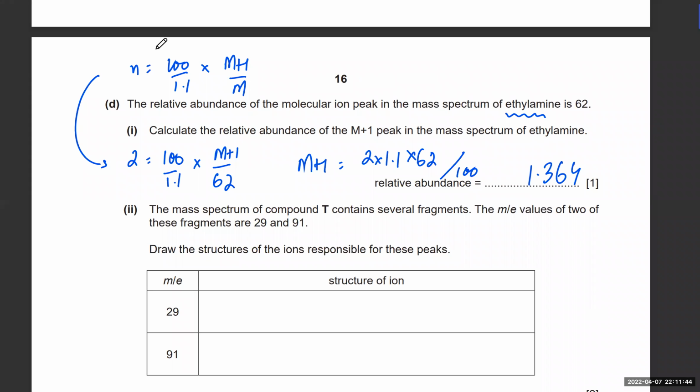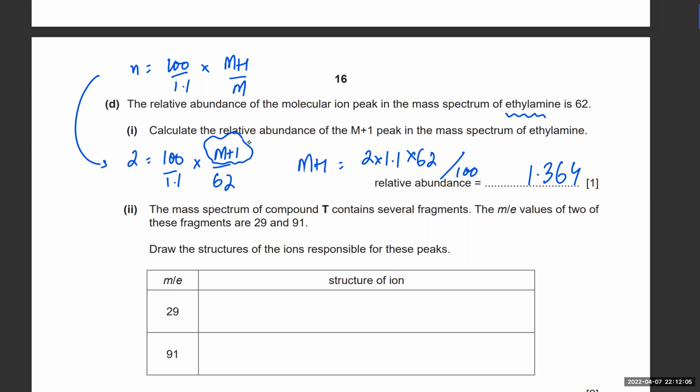Yes, sir. So what we did was, I know it's ethylamine. I know that the number of carbon atoms is 2. They gave me the molecular ion peak, the M peak. Its value is 62, so I put that as 62. So I figured out what M plus 1 was using that.